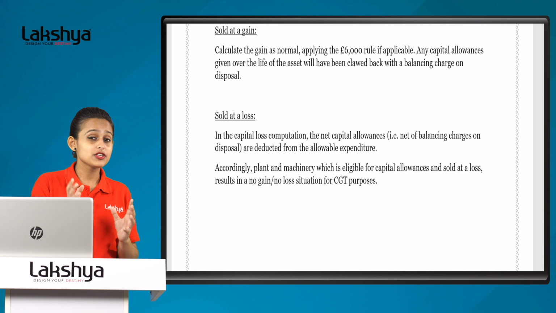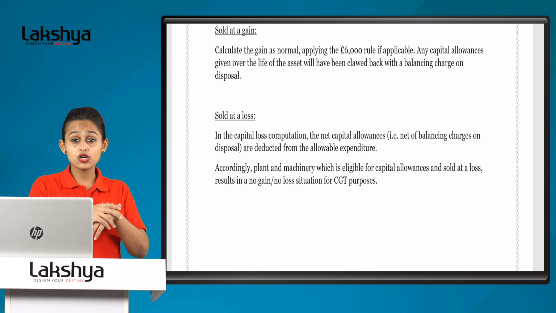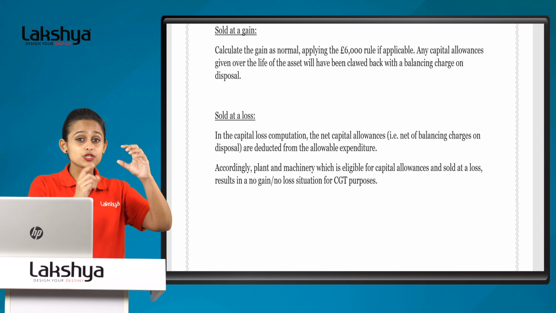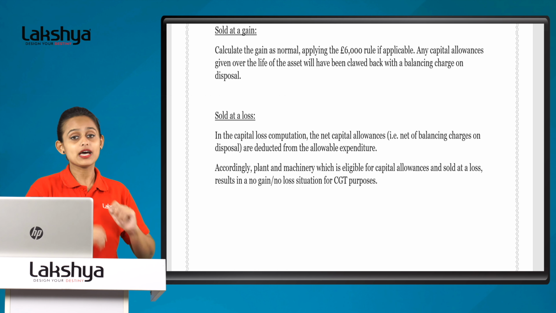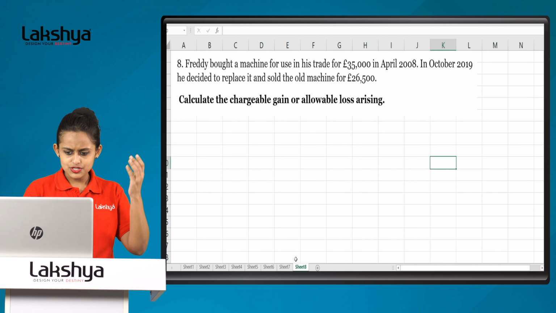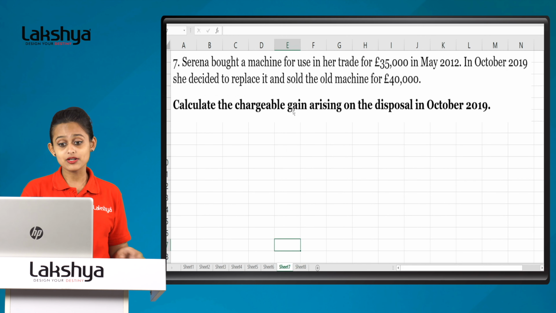So how do you do that? If it is sold at a loss, basically your proceeds are greater than your cost. So from your cost, you reduce however much amount is remaining to make it 0, you'll reduce that amount as capital allowance. Let's try out these examples to be clear on it.